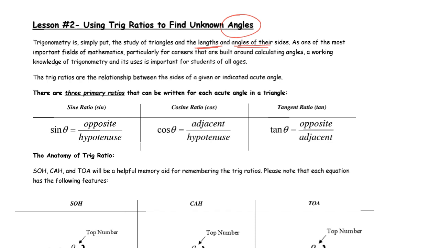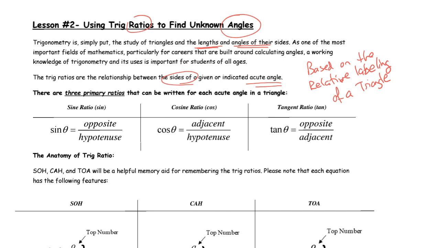Anyway, so the trig ratios are relationships between the sides of a triangle and the indicated acute angle. It is based on the relative labeling of a triangle that we looked at in a previous lesson. So when we start dealing with the trigonometric ratios, we mean that literally. We're talking about ratios of side lengths, okay? So the ratios here are side lengths, and there are three primary trig ratios that we look at.